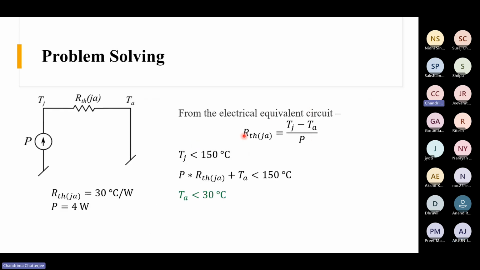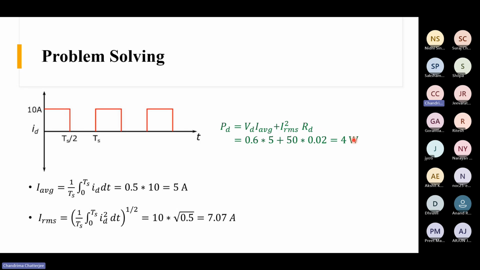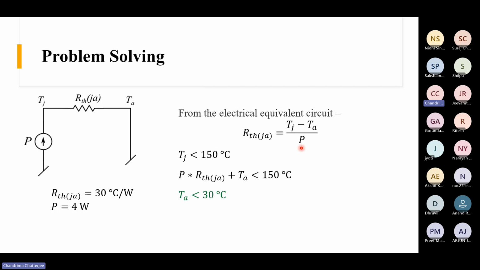So I have already showed you that the junction to ambient thermal resistance we can find from this formula, right? This is the junction temperature, this is the ambient temperature, divided by the power loss. We have already computed the power loss, the conduction loss, as 4 watt. So we can just put it.